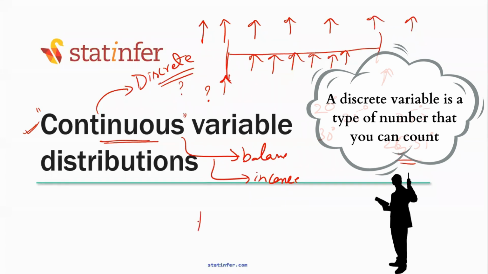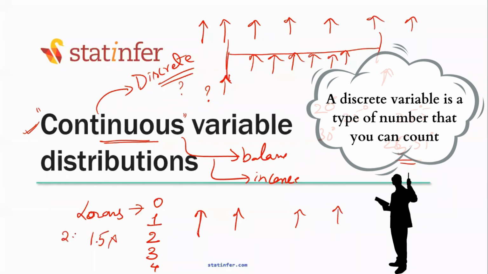A discrete variable only takes discrete values. Within a range, it cannot take all the values in between. Tell me one example of a discrete variable, anybody? Think about this. Number of loans that you have. The number of loans can be either 0 or 1 or 2 or 3 or 4. Can the number of loans be 1.5? No. Can the number of loans be 2.8? No. They can be either 0 or 1 or 2. That's it. They can never be in between.